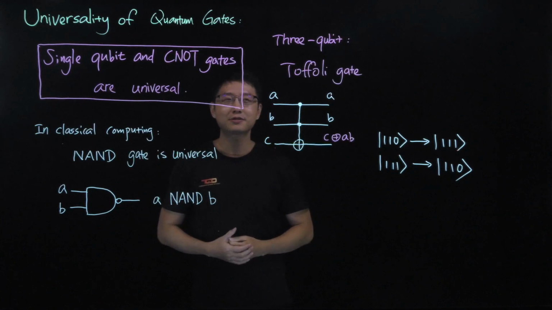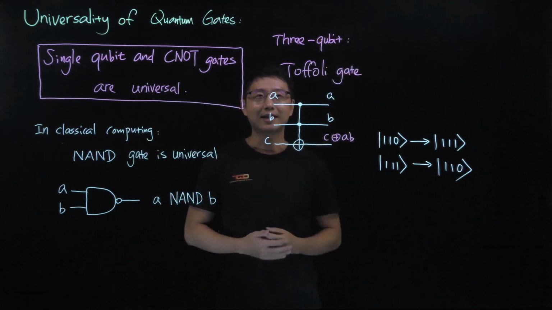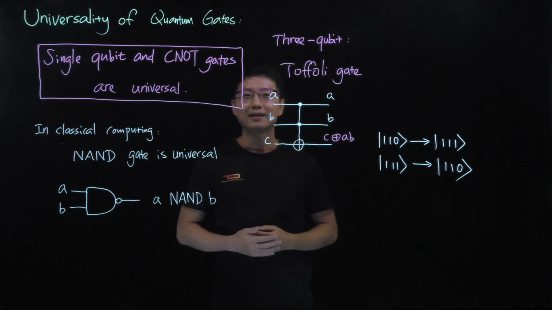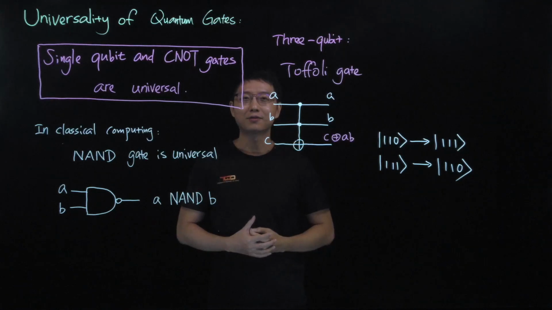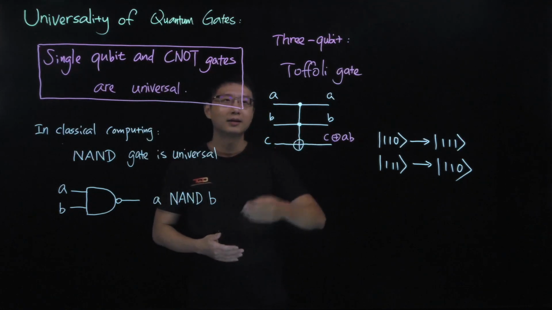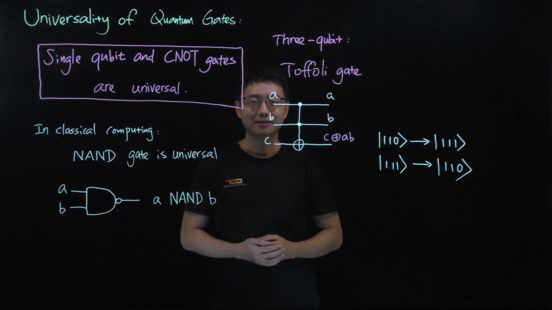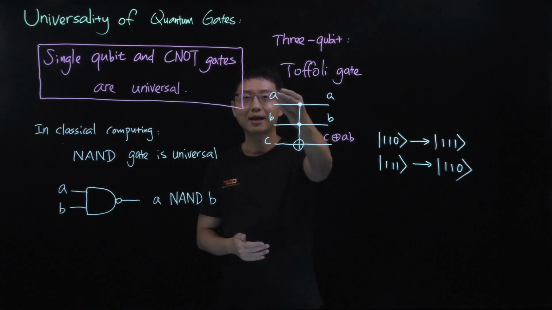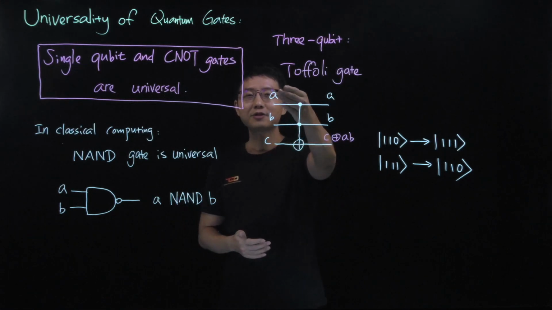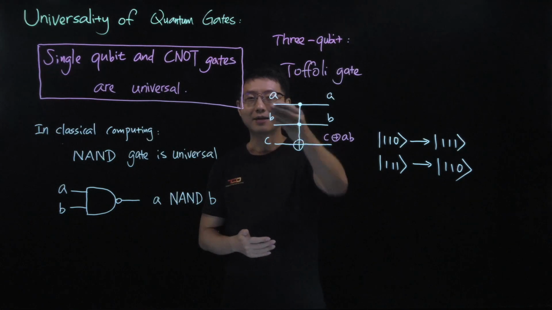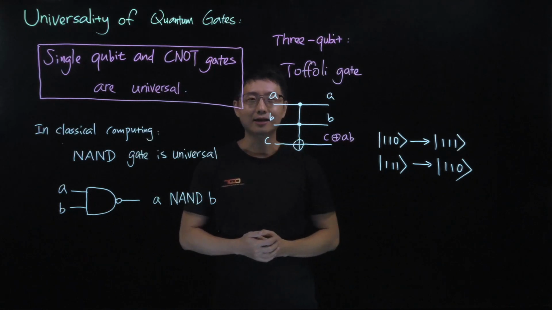Let me also introduce you to a 3-qubit gate, which is called the Toffoli gate, that you will see in a more advanced course in quantum computation and quantum information. This Toffoli gate, in passing, is just a controlled CNOT gate. So there are 3 inputs, A, B, C. The first two act as the control, both A and B, whereas C is the target.